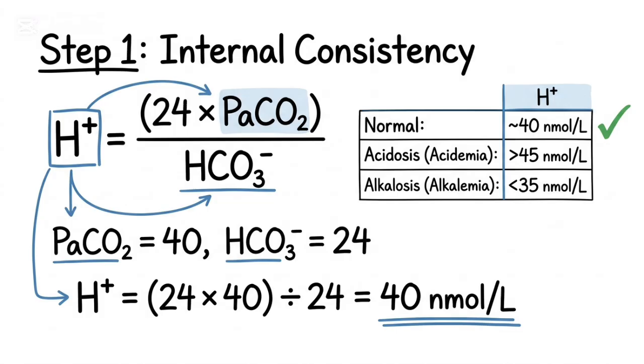Step 1. Internal consistency. Before interpreting anything, make sure the report is internally consistent. Use this simple formula: 24 multiplied by PaCO2 divided by bicarbonates. Now compare the calculated H+ with the patient's pH. If they match, you can trust the ABG and move to the next step.